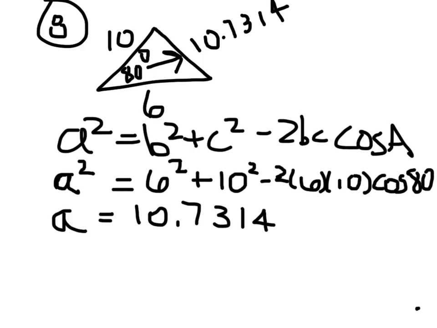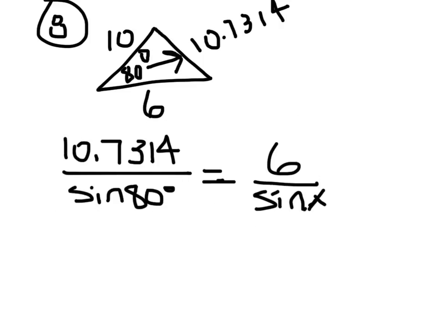So that means that this side is 10.7314, and the question is asking us to find the measure of the smallest angle. Well, I found a side, but I had to find a side so that I could then use the law of sines to find the measures of the other angles and decide what the smallest angle is. Now that I know this side and the angle across from it, I can find either of the other angles. I'm going to go ahead and find the angle across from side 6 using the law of sines.